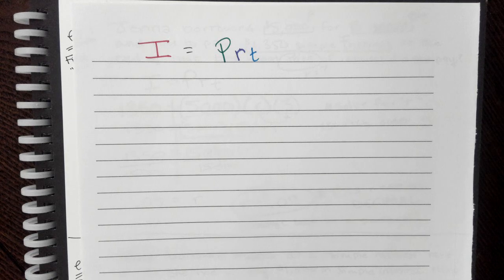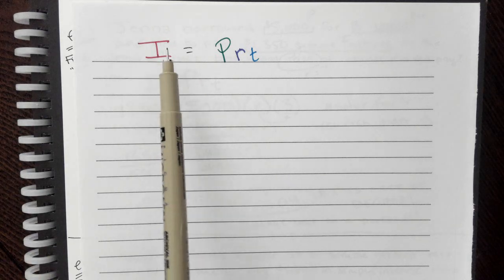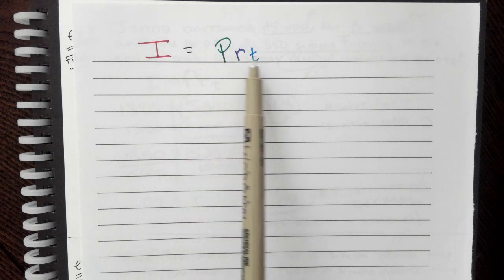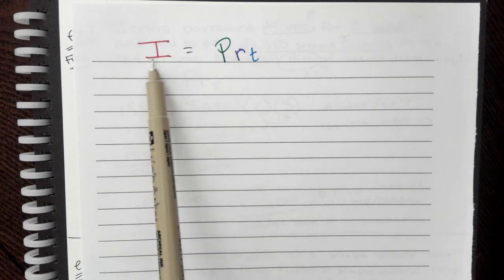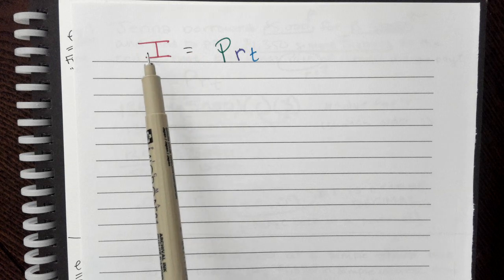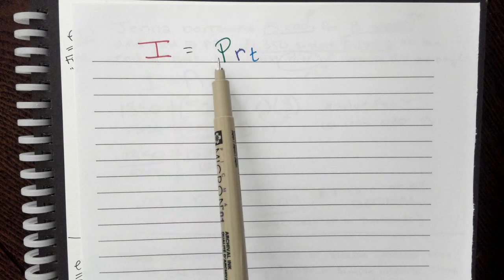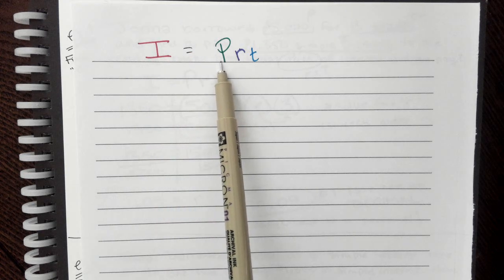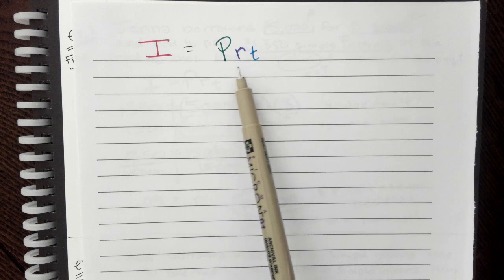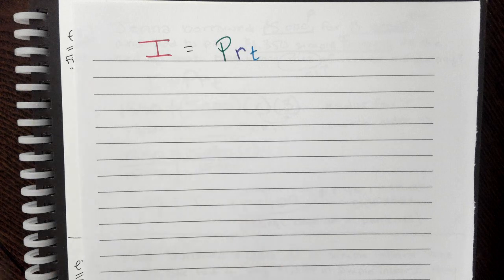We have learned about simple interest this week online. This is the formula for simple interest: I equals P times R times T. I and P are capital because they're a dollar amount. I is the amount of interest. P is the original amount, the principal in the account. R is the rate as a decimal, and T is the time in years.